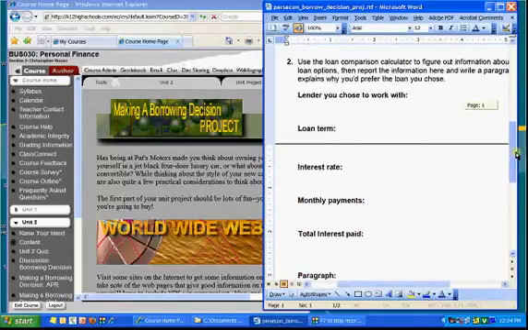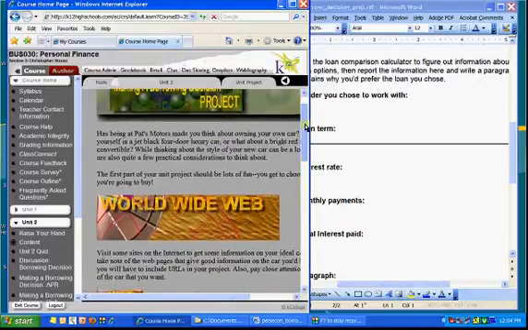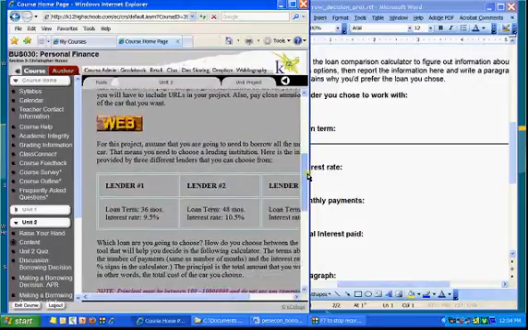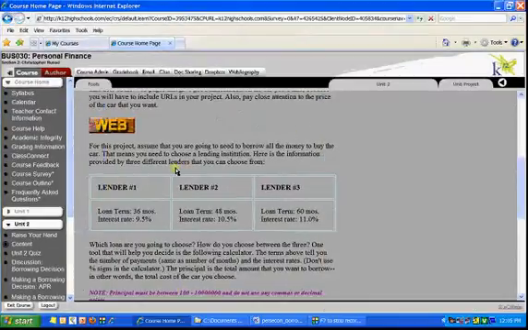Then you need to come down to the second question. The second question is you have to use the loan comparison calculator, and you've got to pick a lender. Where do you get this information from? The information is right here. If you scroll down on the Unit Project tab of the content, you'll see lender 1, 2, and 3. The first lender has a loan term of 36 months and an interest rate of 9.5%. The second, 48 months, 10.5%, and the third, 60 months, and 11.5%.